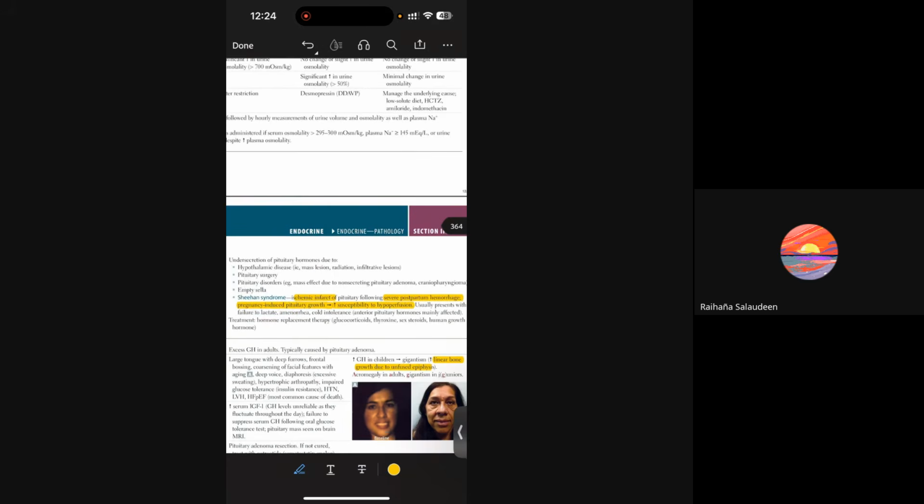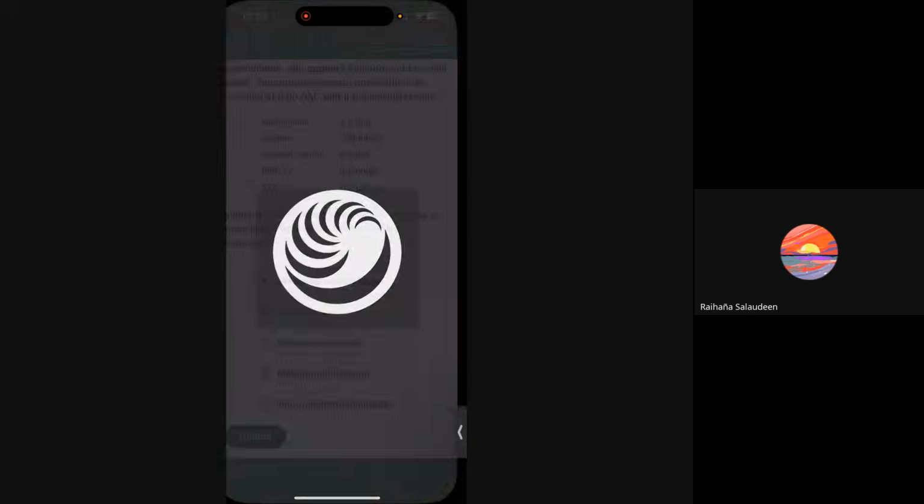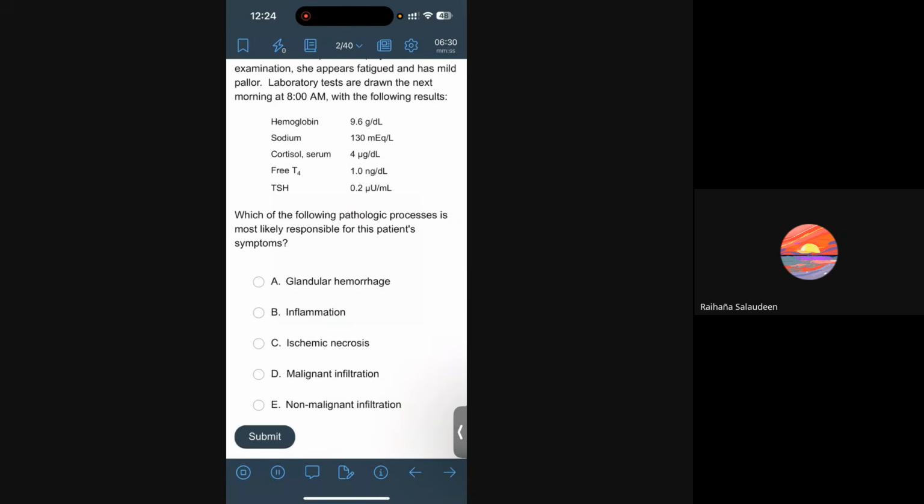Failure to lactate, cold intolerance. So the patient has Sheehan syndrome, right? So what will be the answer in this case? Ischemic necrosis. For what scenario would A be the right answer?